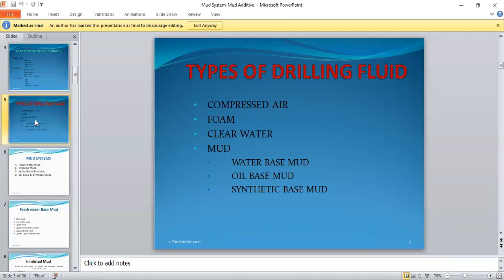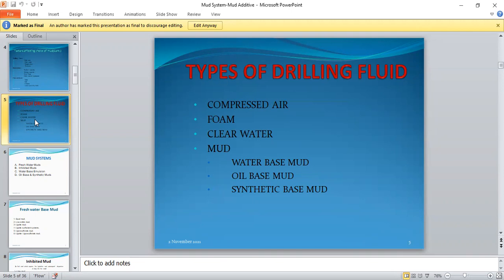Clear water. Clear water can be used in drilling as a drilling fluid, especially in some cases in offshore, where the well is deep, where the water depth is very deep. Water depth like 1,500 meters, they want to use clear water or seawater. They will just be drilling and be pumping the water out. And of course, they will also pump other viscosified mud to clean the hole.